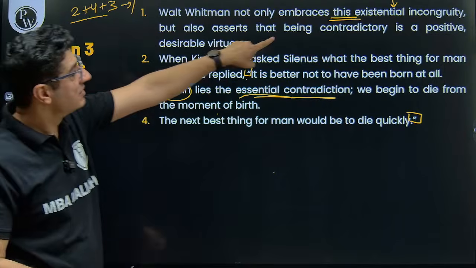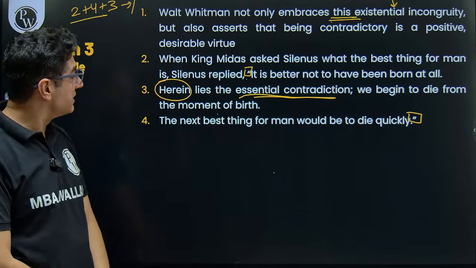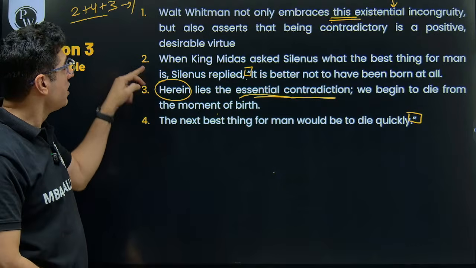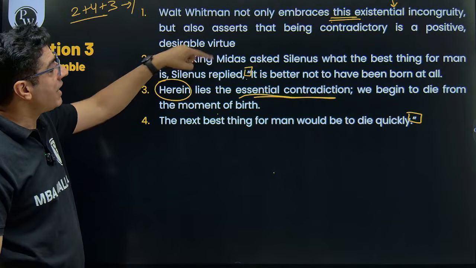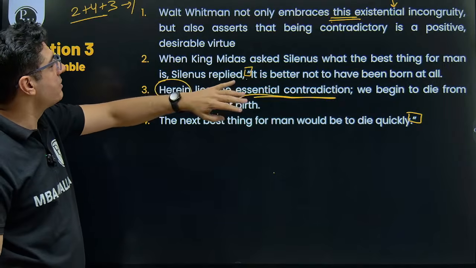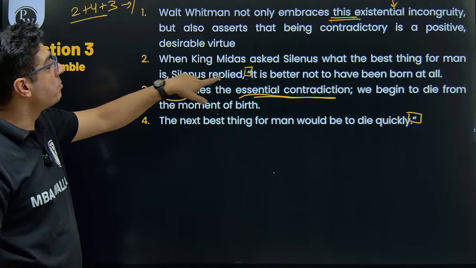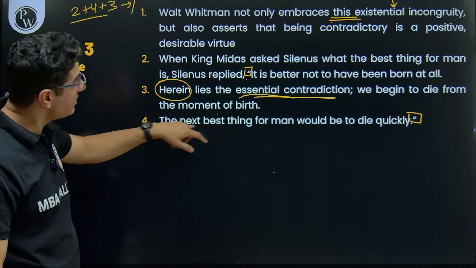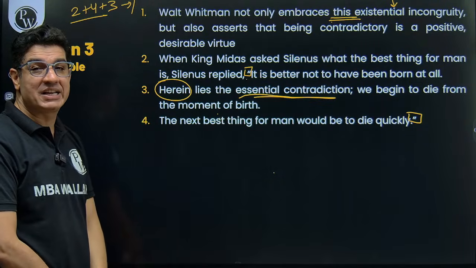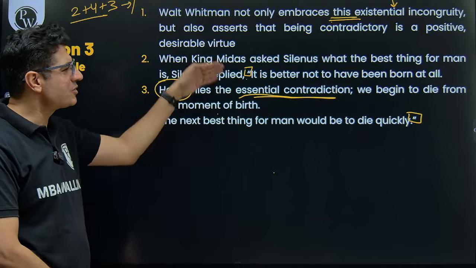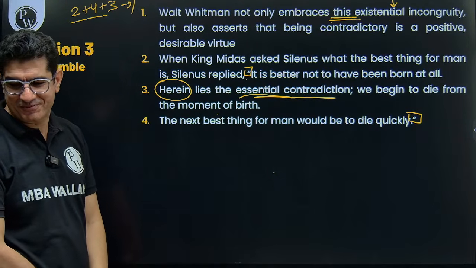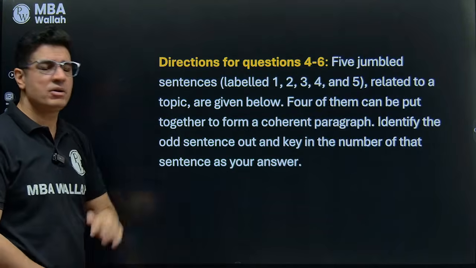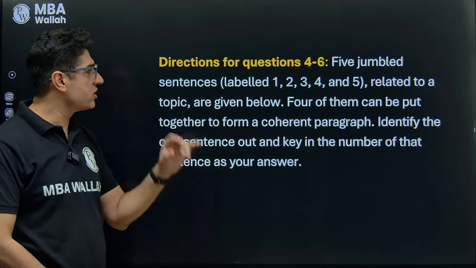In order to have this, you definitely need to put 2 and 4 before. Plus, you cannot put anything between 2 and 4 because look at second. When King Midas asked Silenus what the best thing for man is, Silenus replied, quote, "It is better not to have been born at all. The next best thing for man would be to die quickly." So we need to close the quote, end quote from Silenus. So there you go. So these were your parajumbles, and now let's go ahead and have 3 more questions.